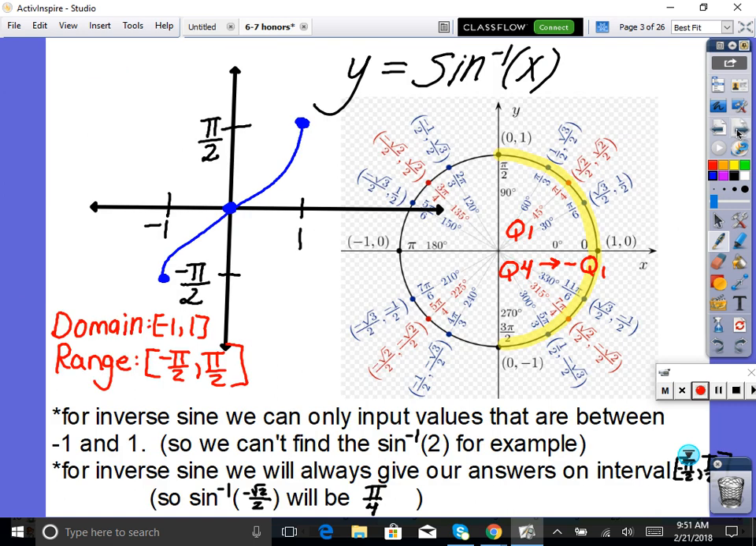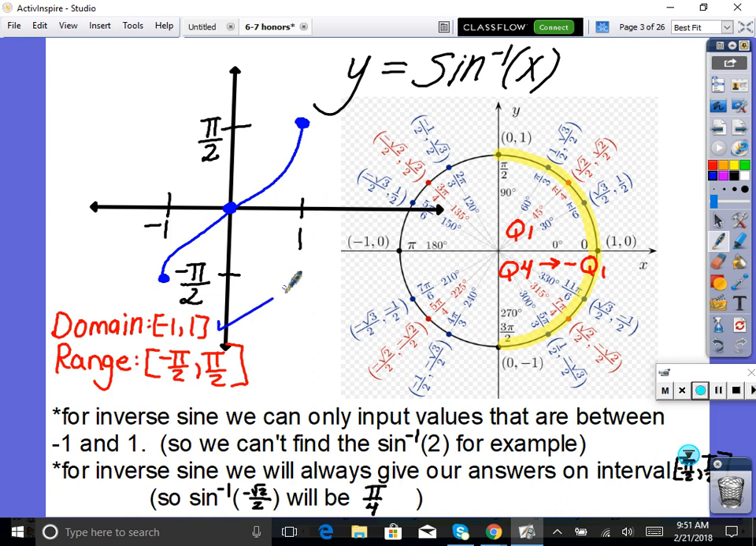So here's the bigger picture of this. What I want you to notice is our domain for sine inverse is between -1 and 1. So could I plug in -2 into sine inverse? No, because that's not an input. -2 is outside of the input. Does that make sense? You can't plug in -2. Do you see there's not a function over here? Because the only available input is between -1 and 1.